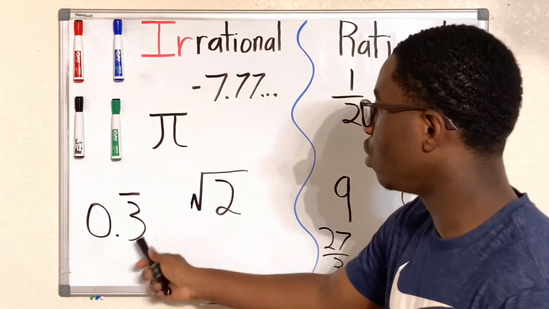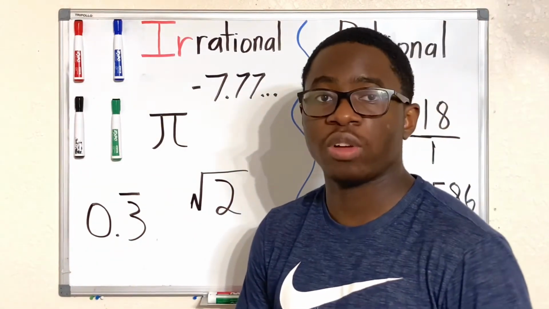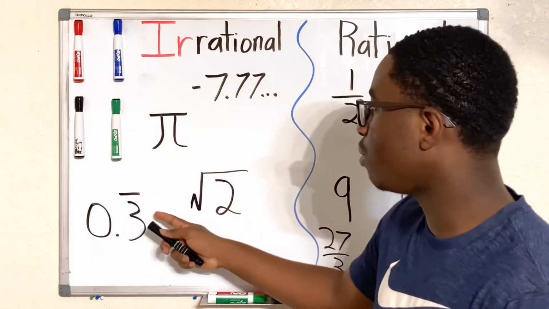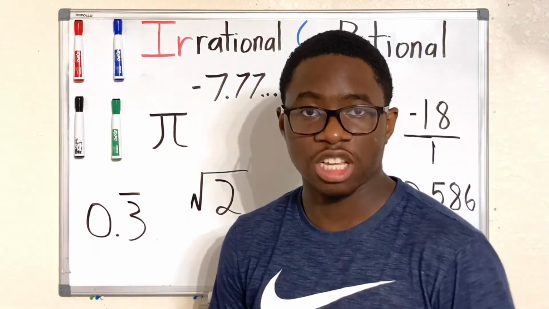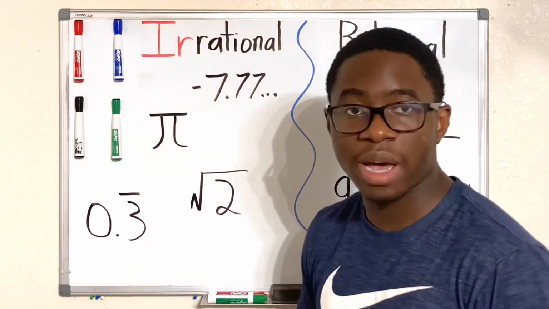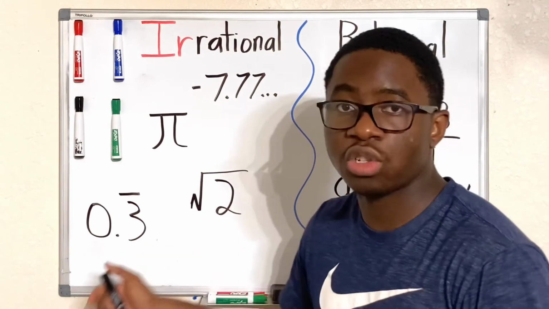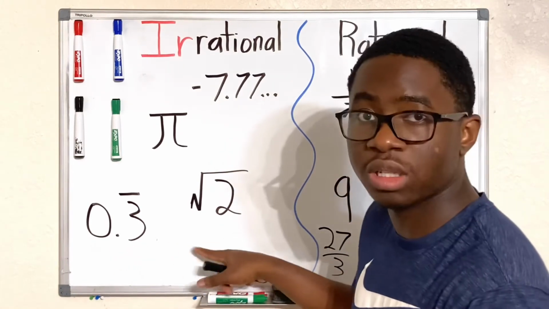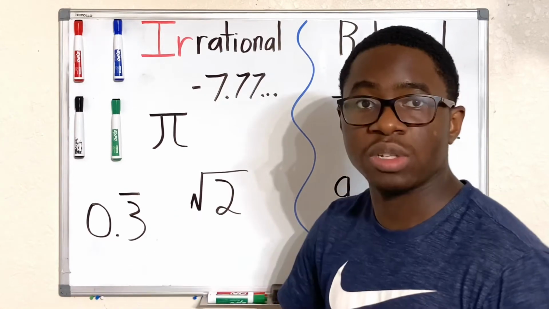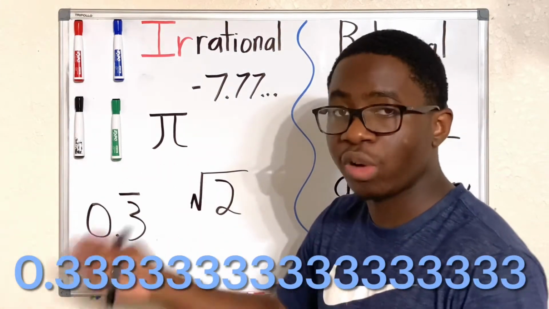How about 0.3? Looking at 0.3, we know that there's a line on top. Whenever you see a line on top of a number like this in math, especially when it's a decimal, just know that that number goes on continuously. So 0.3 can be represented as 0.33333 and so on.